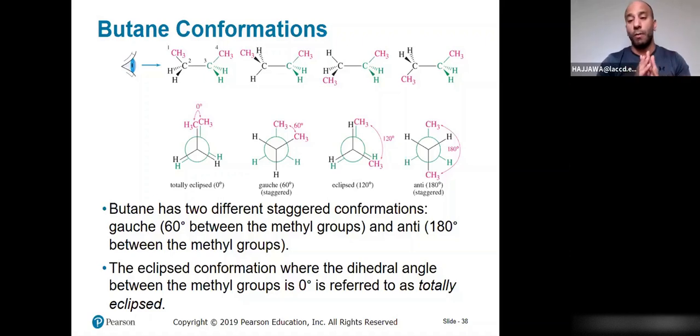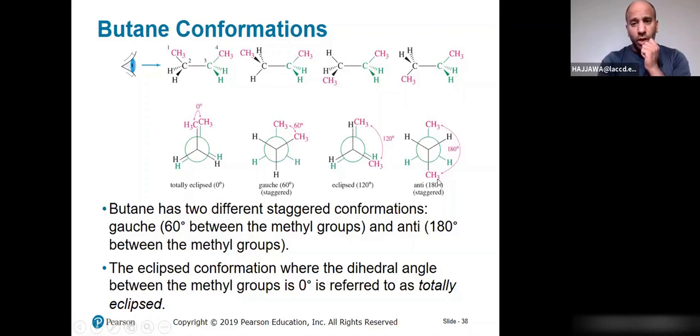It's not appropriate to call it gauche, because the gauche is not the one that's going to have the biggest two groups away from each other at 180 degrees. The other one should look like this in order for it to be called gauche staggered. So once again, the total eclipsed and the eclipsed, these two are less stable, more energetic than the other two staggered, the gauche and the anti.